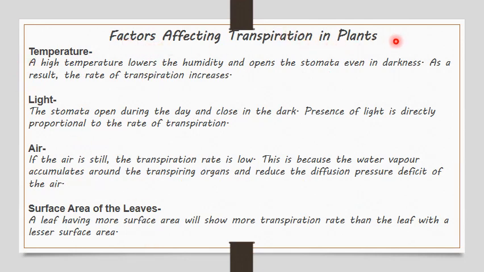Factors affecting transpiration in plants. Temperature. A high temperature lowers the humidity and opens the stomata even in darkness. As a result, the rate of transpiration increases. Light. The stomata open during the day and close in the dark. Presence of light is directly proportional to the rate of transpiration. Air. If the air is still, the transpiration rate is low. This is because the water vapor accumulates around the transpiring organs and reduces the diffusion pressure deficit of the air. Surface area of the leaves. A leaf having more surface area will show more transpiration rate than the leaf with a lesser surface area.